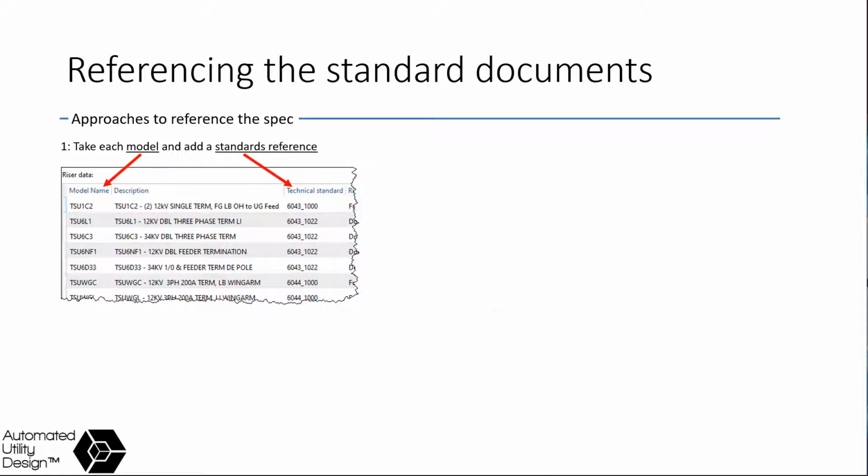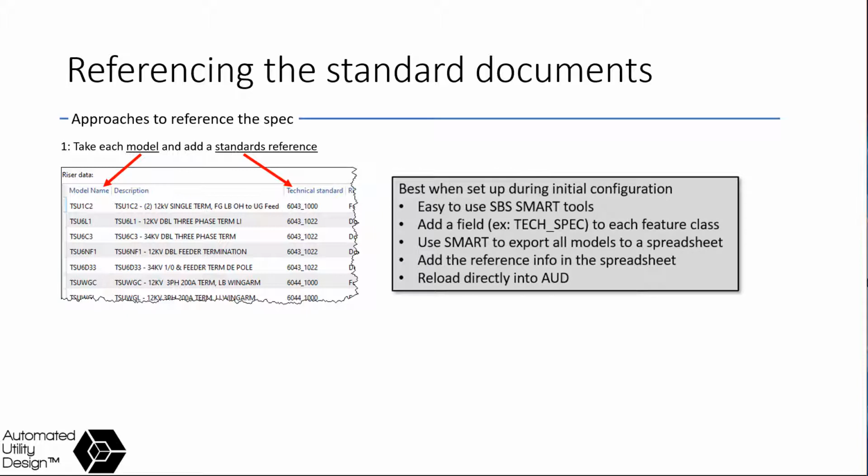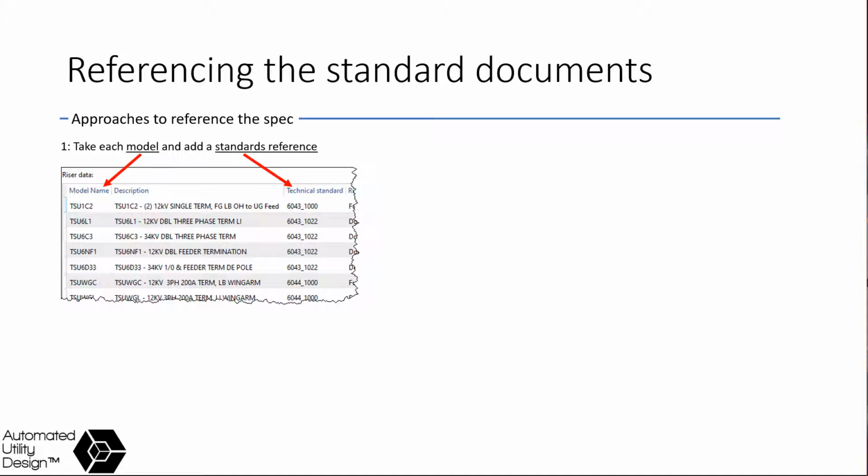Approach 1 is really great if you set it up during the initial AUD configuration because it's easy using the SBS Smart Tools to add a field like TechSpec to every feature class. Once the field is in place, you can then use the Smart Tools to export all the models and all the feature classes to a spreadsheet, enter the reference information, and reload the model data into AUD. As you can see in this example, in cases where the same document covers more than one model, there's no reason you can't list a standard document more than once for every relevant model.